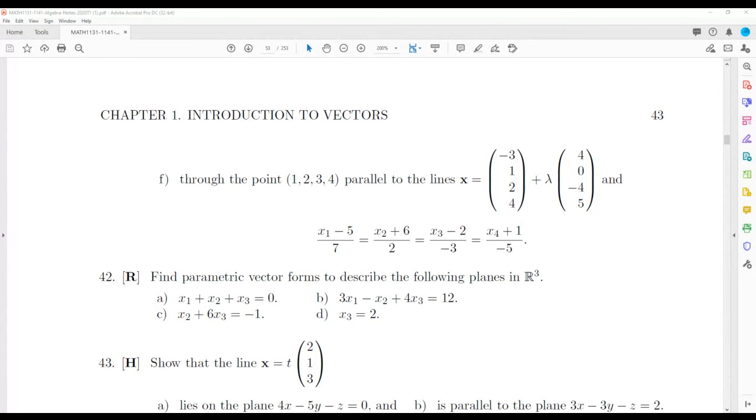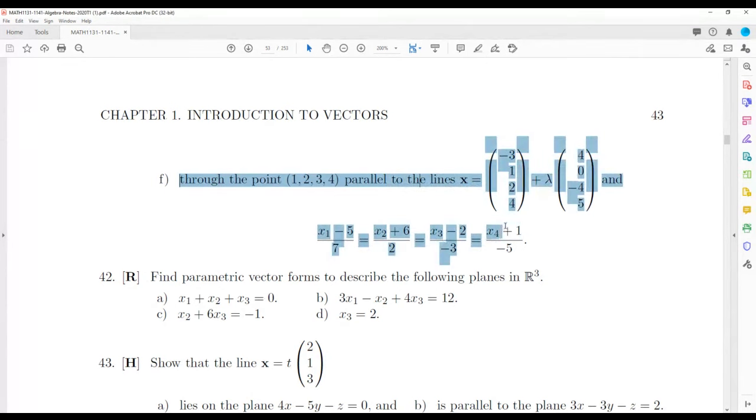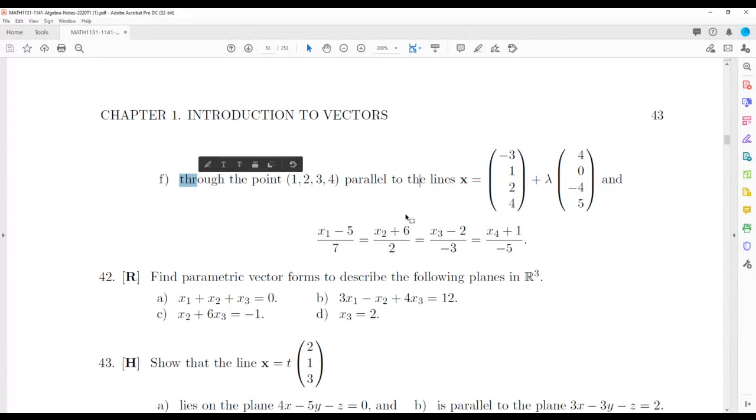Okay, so how might we do this question? I'm a little confused. We're in sort of four-dimensional space now. What do we need? Can anybody suggest how we might do part F to get a parametric vector form of a plane? We've got lines here. All we're told is it's parallel to the lines.